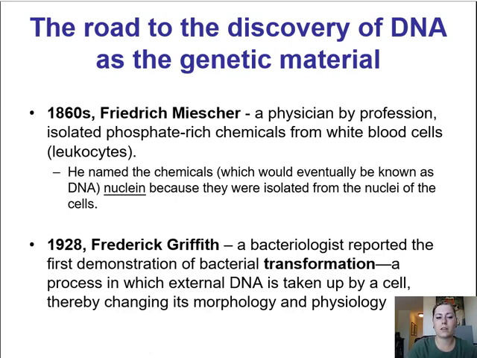Quite a few decades later, in 1928, a bacteriologist named Frederick Griffith conducted a pretty groundbreaking experiment on mice. He was able to demonstrate, for the first time ever, bacterial transformation, which is a process in which external DNA is taken up by a cell, which changes its morphology and physiology, and then, of course, also changes any daughter cells it may produce as well.